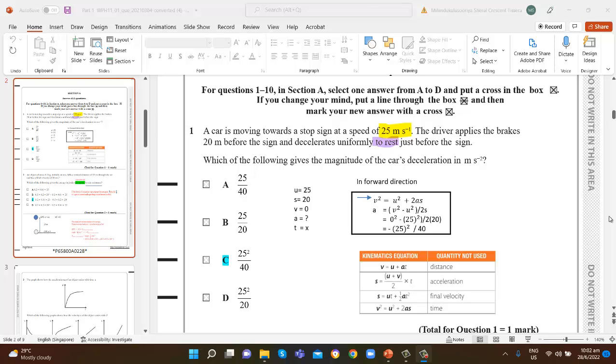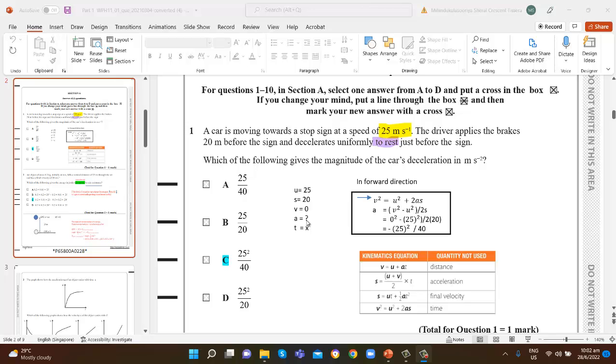Now see, it says "to rest". That means you know the final velocity is going to be 0. Now, 25 meters per second is the initial velocity. So you write, can you see I have written already, u is 25. All the data you get from there, you write. u is 25, s is 20 meters, v is 0, a is the acceleration we want to find.